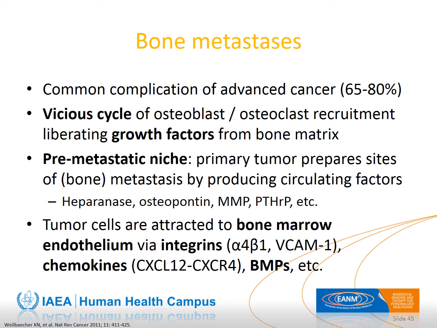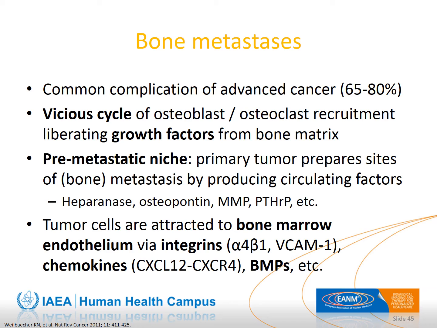To conclude this webinar, we will briefly review the mechanisms underlying bone metastases, which are a common complication of advanced cancer, occurring in 65 to 80% of patients. Bone metastases induce a vicious cycle of osteoblast and osteoclast recruitment, freeing growth factors from the bone matrix that are used for tumor growth and expansion.